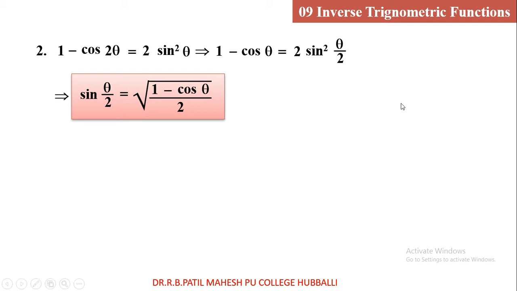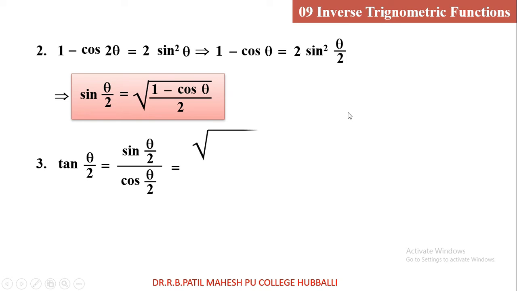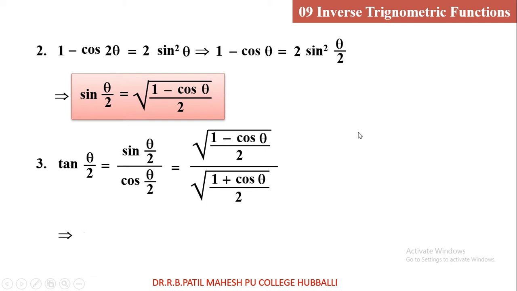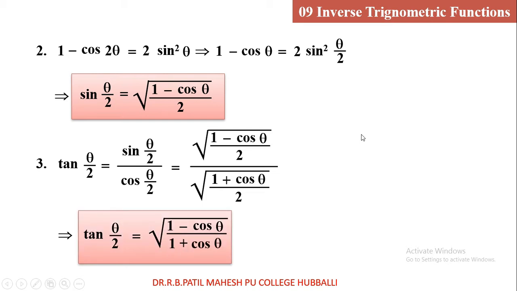Just now you got cos theta by 2 and this is sin theta by 2. So after that, number 3, tan theta by 2 can be written as sin theta by 2 upon cos theta by 2. Replace sin theta by 2 and cos theta by 2 here. So that is root of 1 minus cos theta upon 2 divided by cos theta by 2 value, which is root of 1 plus cos theta divided by 2. On simplifying, tan theta by 2 is equal to just root of 1 minus cos theta divided by 1 plus cos theta. So this is for tan theta by 2. Dear students, we got sin theta by 2, cos theta by 2 and tan theta by 2 formulas. So using these results, let us solve some questions.